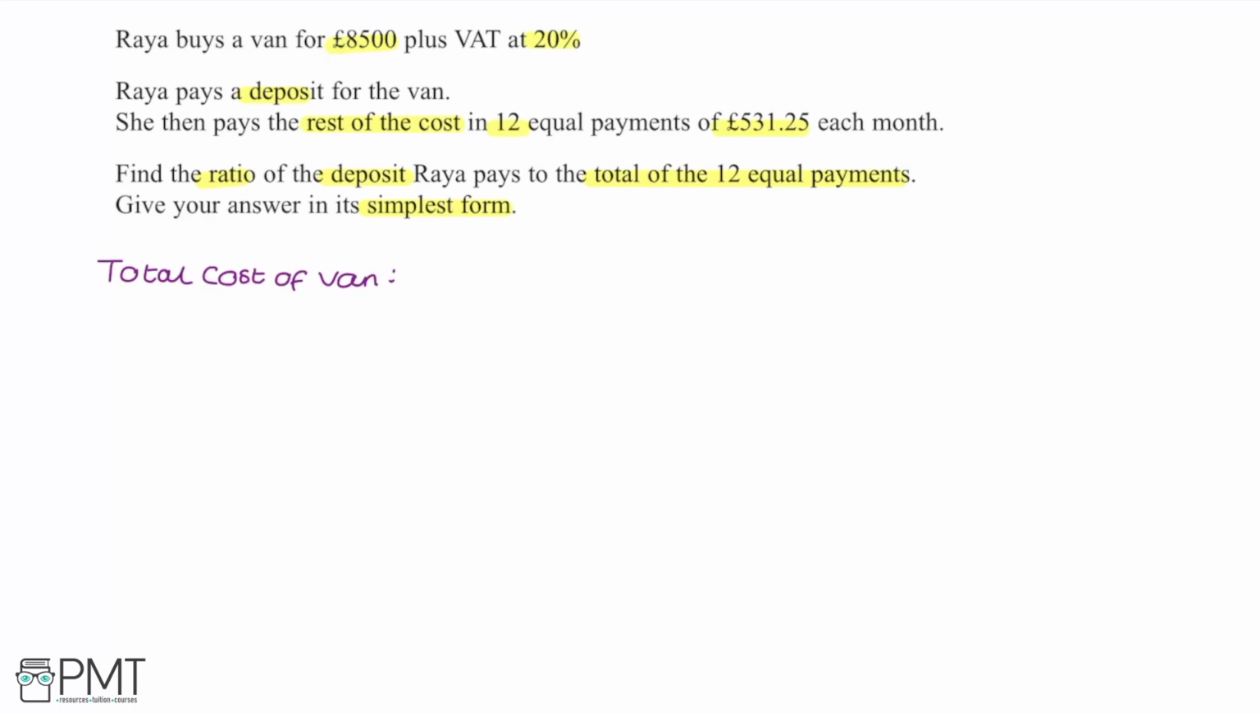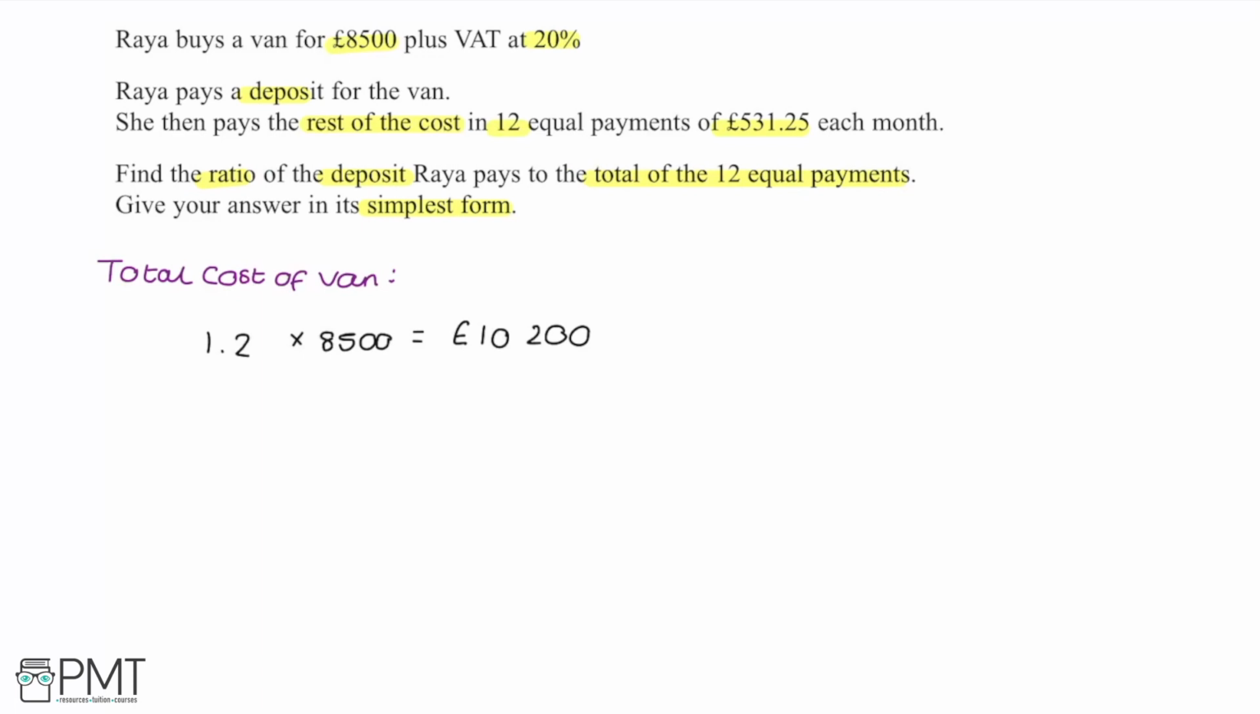Now, if I have an extra 20% on top of this, I can take the multiplier of 1.2 to multiply this by 8,500 in order to work out what 8,500 is plus 20% of it. So 20% as a multiplier would be 0.2, but I'm multiplying it by 1.2 to have that original 8,500 included. So using this multiplier of 1.2, so increasing the value by 20%, I get an answer here of £10,200 for the van.